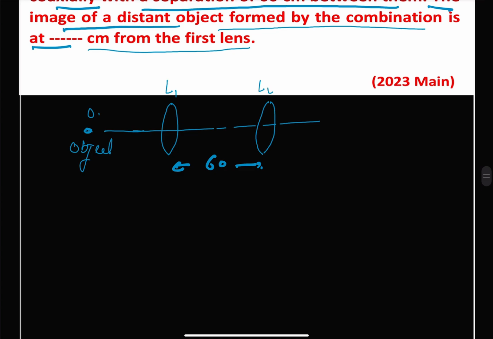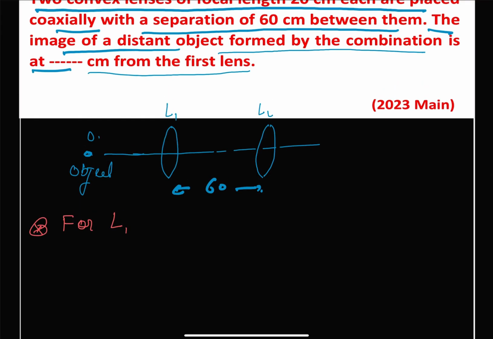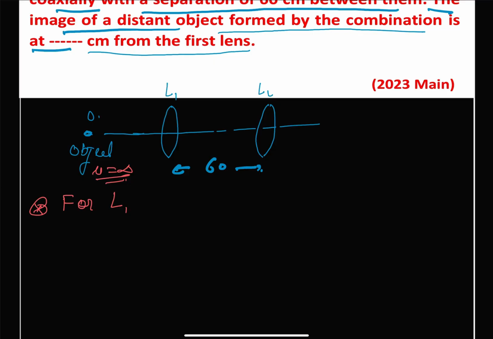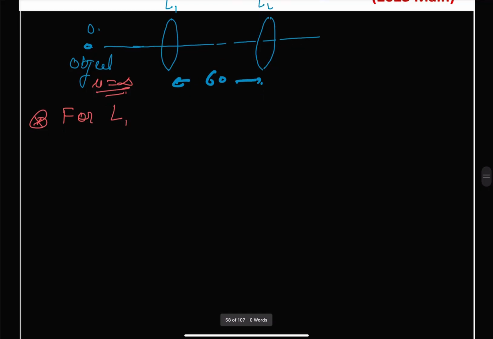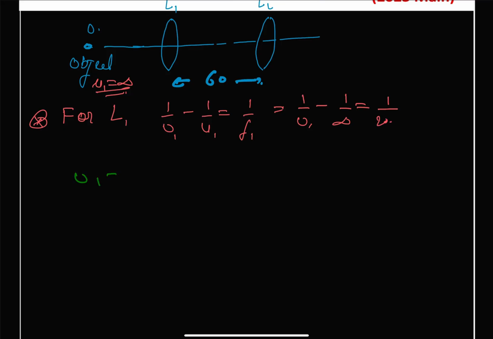So we can say for L1 we can use the lens maker formula, and it is said that the object is distant, so therefore this u will be equal to infinity. And the focal length f1 is given to us as 20. Both have the same focal length. So therefore we can use the formula 1 upon v minus 1 upon u is equal to 1 upon f. So let us name them 1. And we get this as 1 upon v1 minus 1 upon infinity is equal to 1 upon focal length, our 20. So this gives us that our v1 is equal to 20.